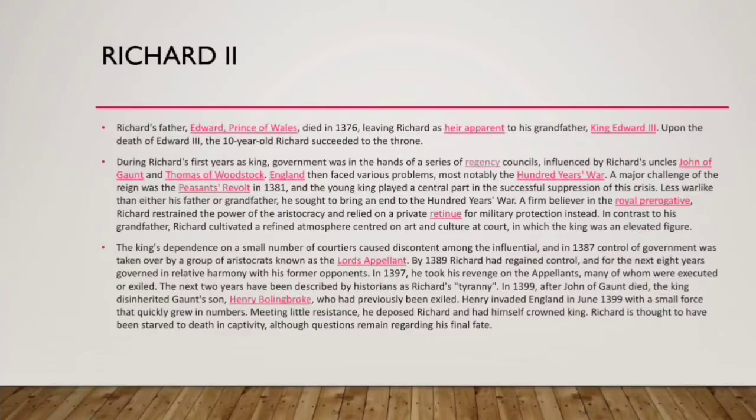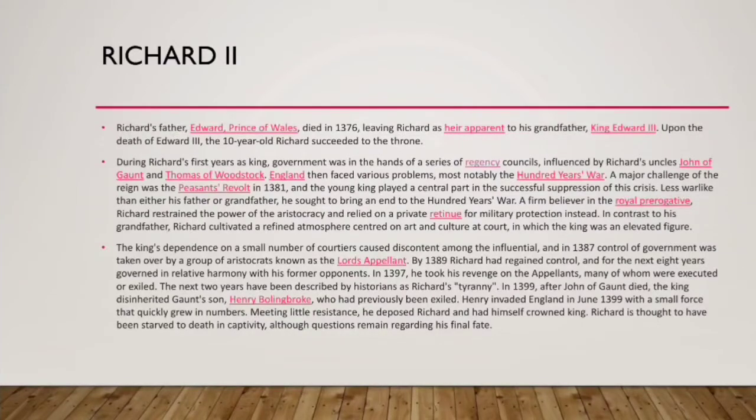Upon the death of Edward III, the 10-year-old Richard succeeded to the throne. So when his grandfather Edward III died, Richard II, who was just 10 years old at that time, came to the throne. During Richard's first year as the king, the government was in the hands of a series of regency councils. So now, if the king is too young to rule over the land, if the king is not matured yet, then a regent would be appointed, or a council of regents would be appointed to rule over the land pro tempore, that is, for the time being.